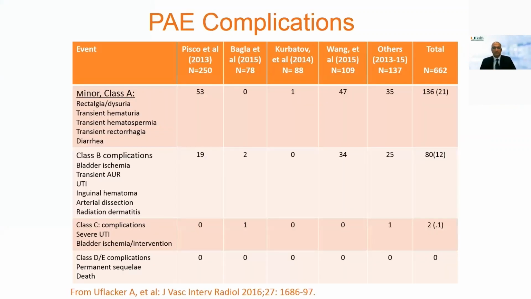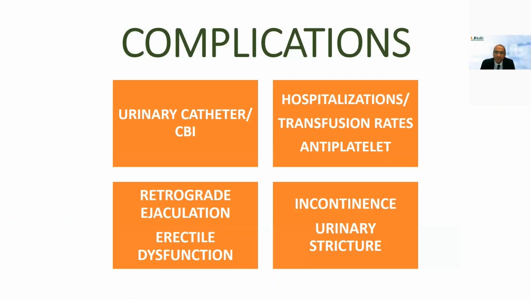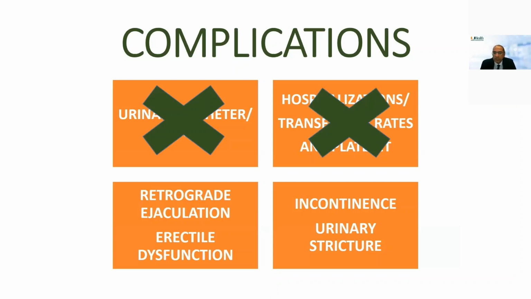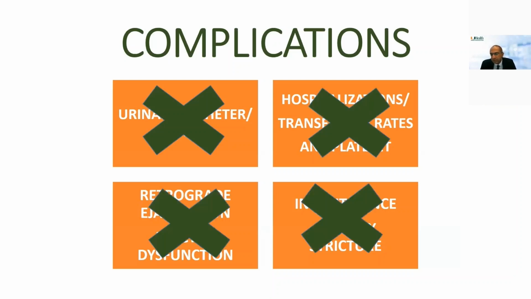So how about complications? Most of the complications are self-limiting. According to Clavien-Dindo or our classification, we rarely see any severe complications, or class C, including severe UTI, bladder ischemia, or anything requiring further intervention. So it's an extremely safe procedure. None of the complications in terms of need for urinary catheter or hospitalization, or retrograde ejaculation, or incontinence, or urinary stricture.